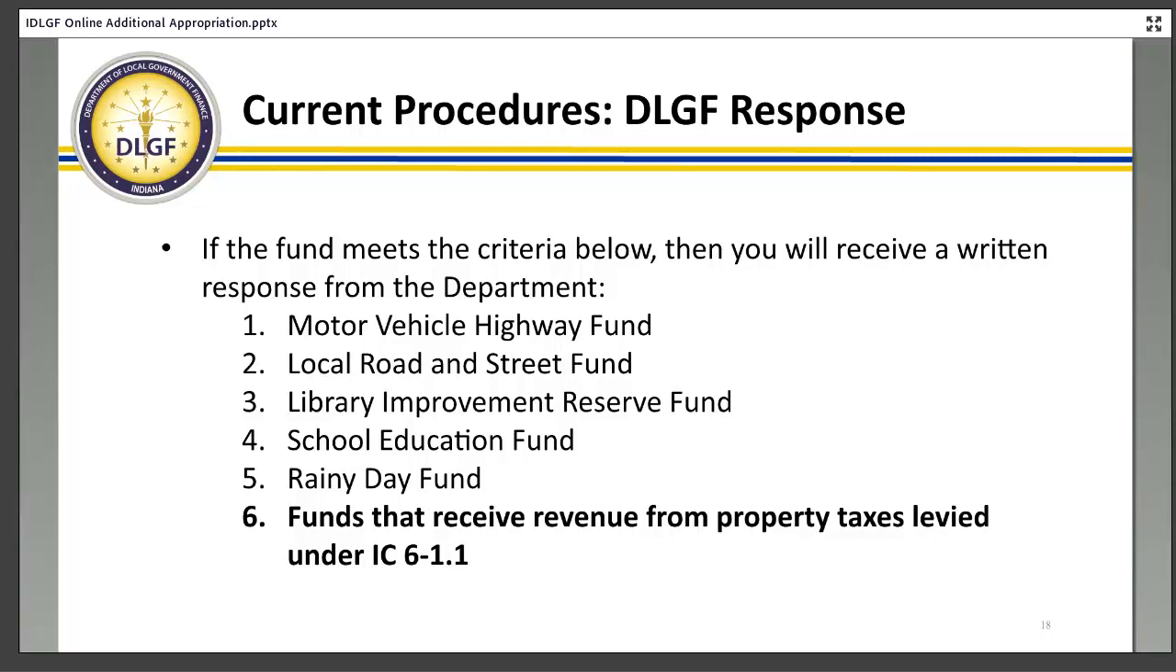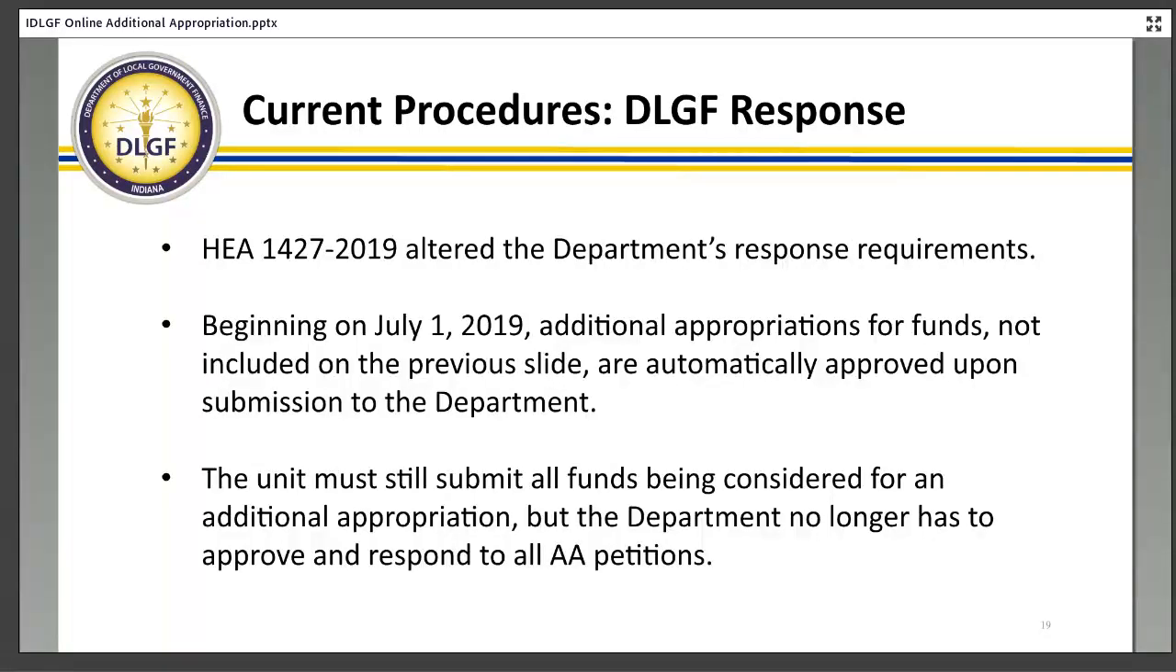If the fund that you're submitting for the additional appropriation request satisfies any of those 6 requirements, you are going to receive a written response from the department. It will outline how much was asked for on the additional appropriation. It will outline how much was approved by the department, and will ultimately even contain a signature from the commissioner of the department. This is the sort of support that a unit would provide to the State Board of Accounts when they came in for the audit, to show that they have successfully completed the process to increase their spending authority, to increase their appropriation, or to increase their budget during the course of the year.